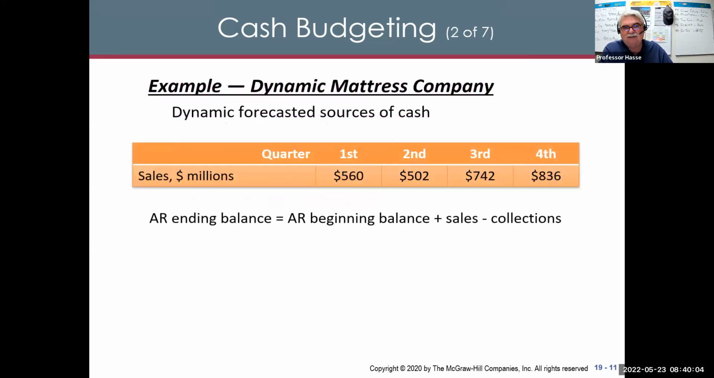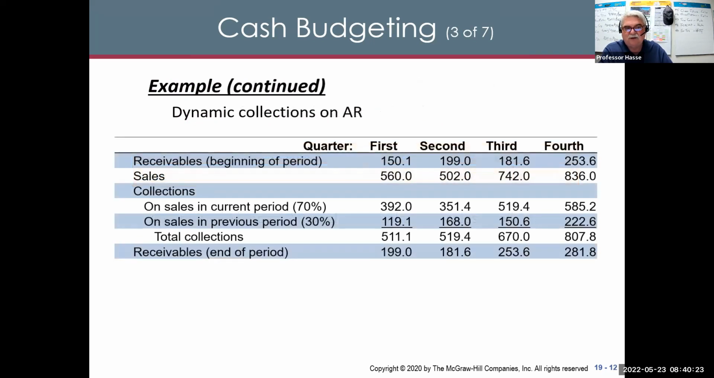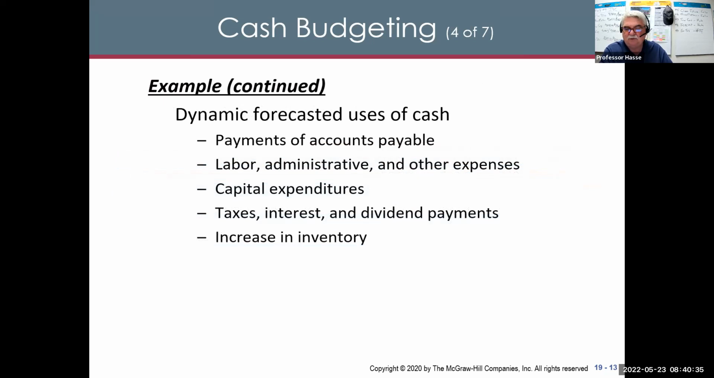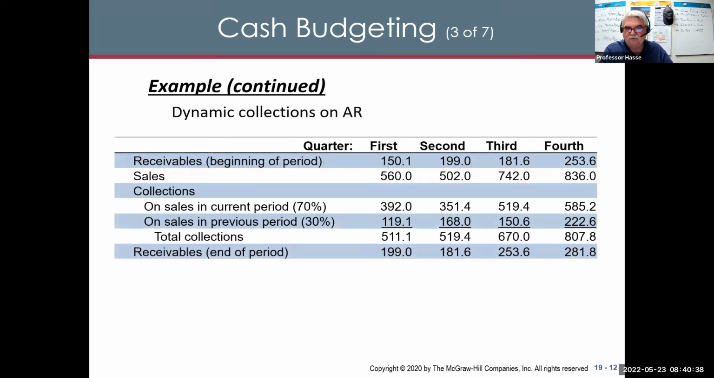Here's a company called Dynamic Mattress Company. And here's their forecasted sales and sources of cash for the next 4 quarters. Their AR ending balance, accounts receivable, is their beginning balance plus sales minus collections. And this is what they anticipate generating in cash flow into the future by taking into account their sales, their collections, their receivable balances, and they're able to determine their cash flow going out into the future.